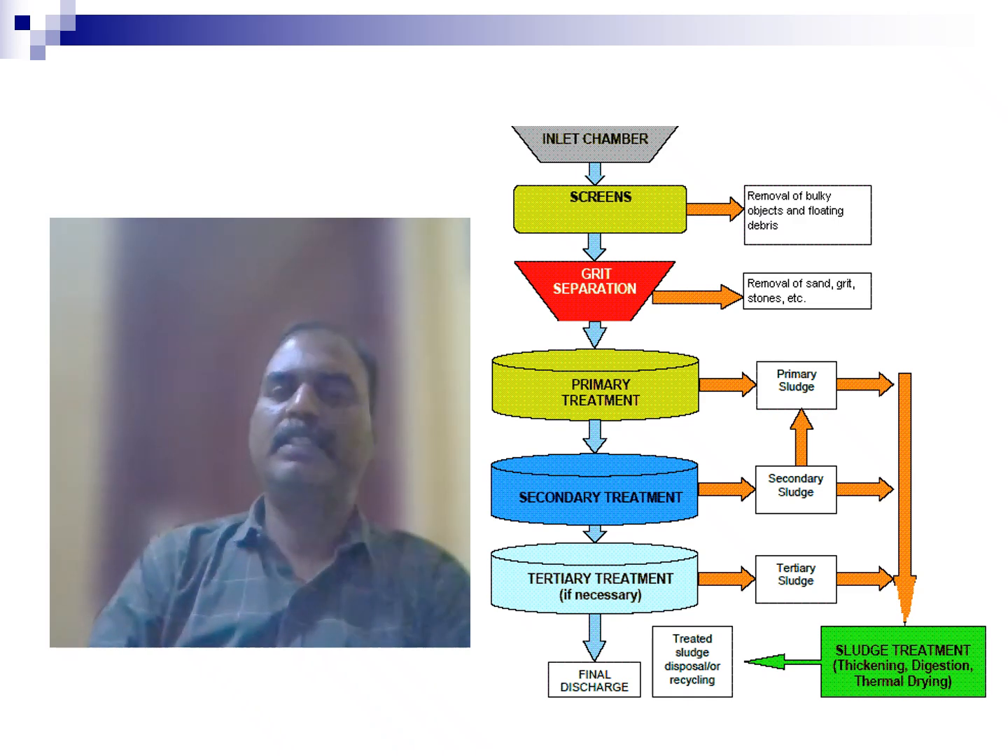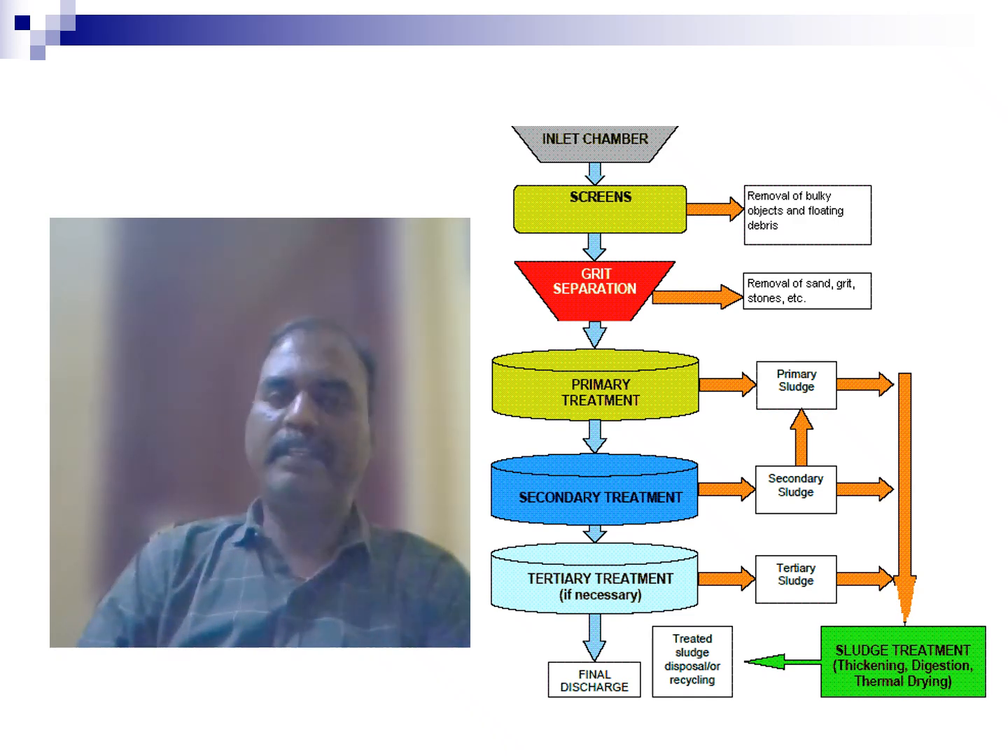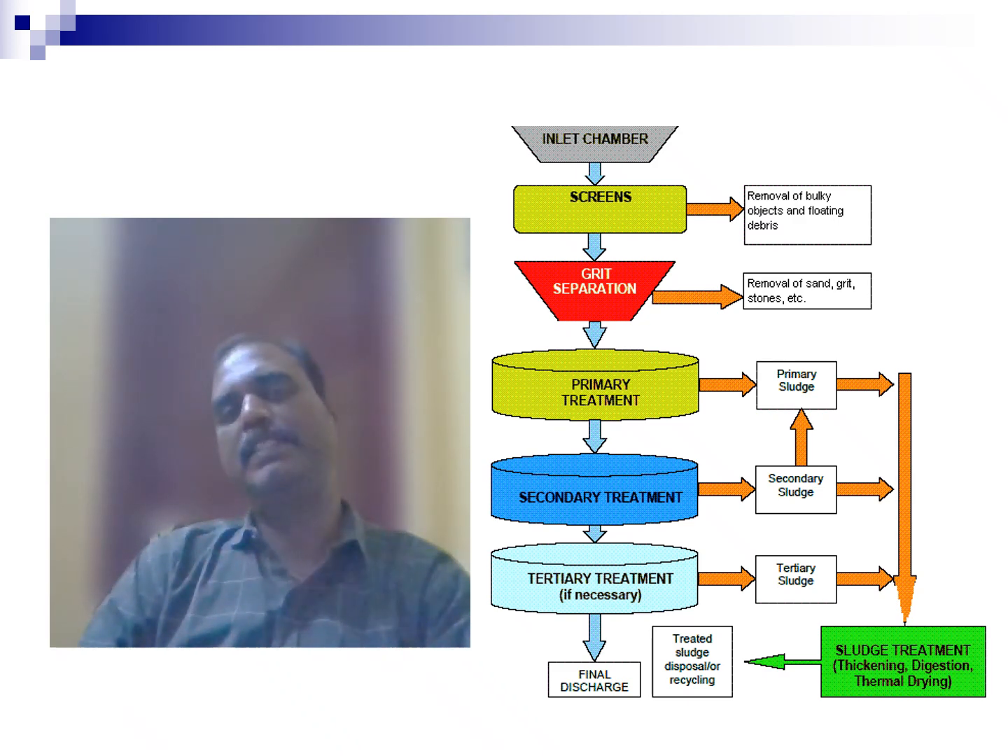So this is the general graphical representation of wastewater treatment. First, we pass the wastewater from the inlet chamber. Then it goes for the pre-treatment, that is screening. In this stage, we can remove almost all bulky objects by screening. Then grit removal, or grit separation, allowing 24 hours so that at least the large size particles settle down at the bottom.